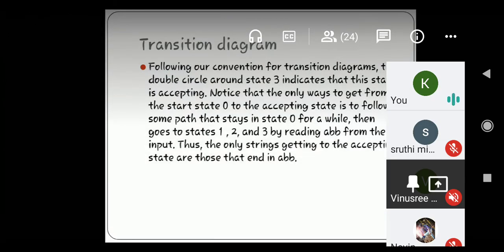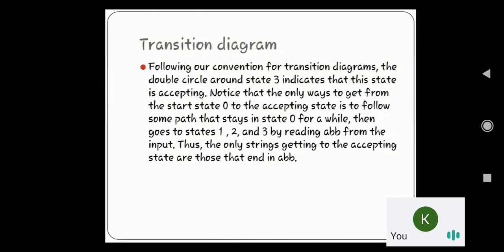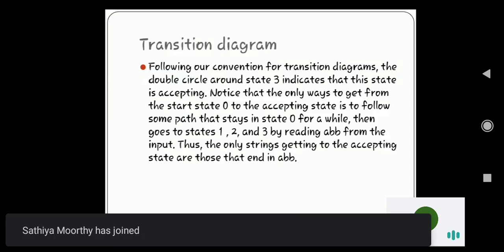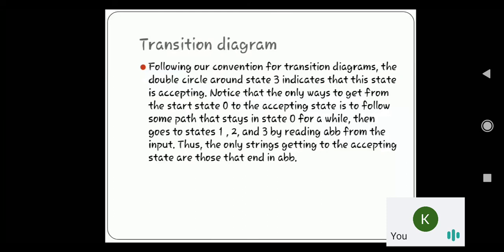So whatever I have explained is here in this slide. You have some conventions in transition diagrams: the double circle in state 3 indicates what we call an accepting state, and state 0 we call the start state. Moving from the start state to an accepting state, we have one path. Using this path we identify a particular input or particular string using this recognizer.